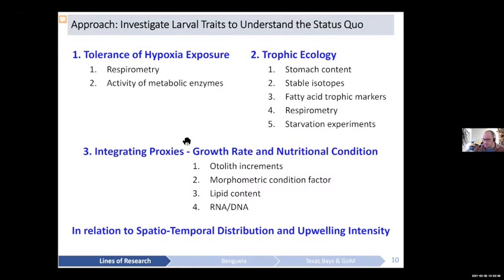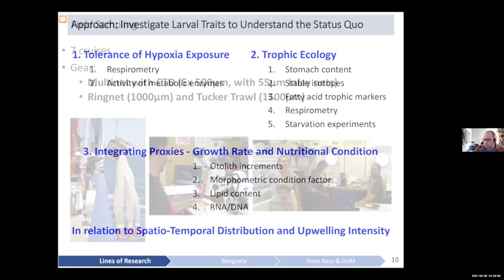And combining this, of course, there are a couple of integrating proxies. You could say respirometry and metabolic rate is an integrating proxy, but there are also otolith increments that can tell you something about the growth rate of fish larvae, and the morphometric condition factor, either in its simple form, the Fulton condition factor, comparing weight at a certain size, which we are exploring in one of the projects here in the Gulf of Mexico. We are also exploring a little bit more sophisticated one that takes 6 morphometric measures. Then we looked at lipid content and also RNA DNA, all in relation to spatiotemporal distribution.